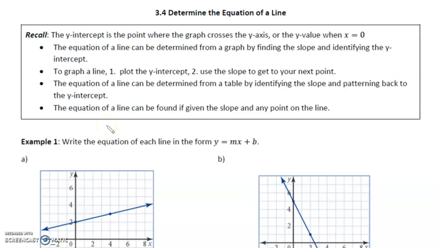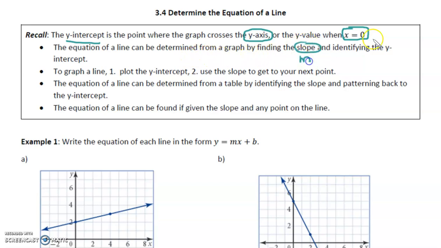4.3, determine the equation of a line. So we're going to recall the y-intercept is a point where the graph crosses the y-axis. At this point, we can say the y value when x equals 0, because if we took a look at the x value, there's no left-right movement, so there's only that y value. So x equals 0.